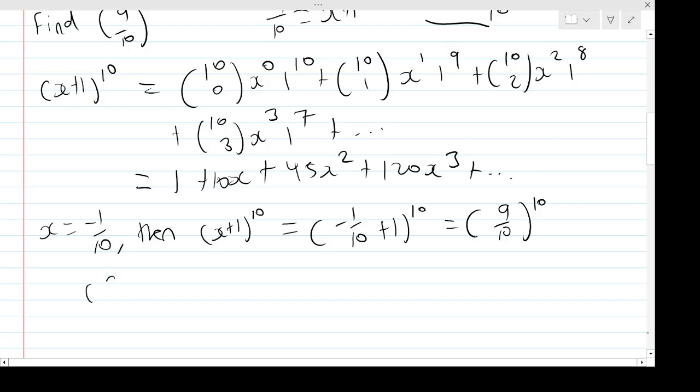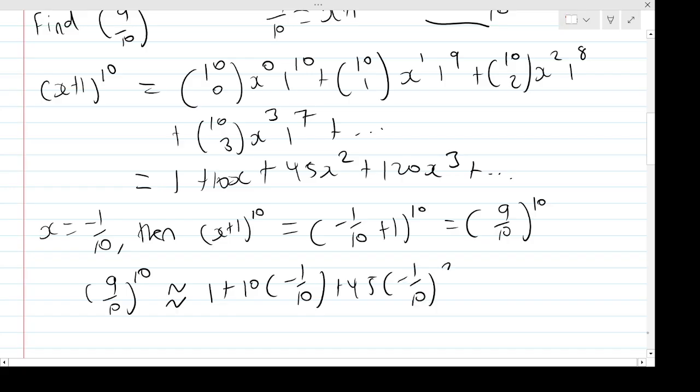So (9/10)^10 is going to be approximately these terms, right? If I plug in x is minus a tenth here, then I'm going to get 1 into this expansion. I get 1 plus 10 lots of minus a tenth, add 45 of minus a tenth squared, add 120 of minus a tenth cubed.